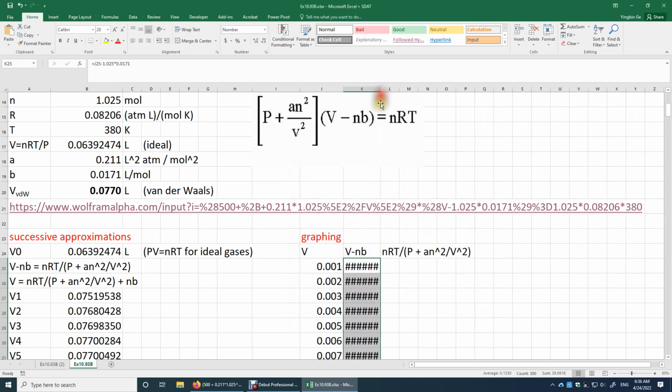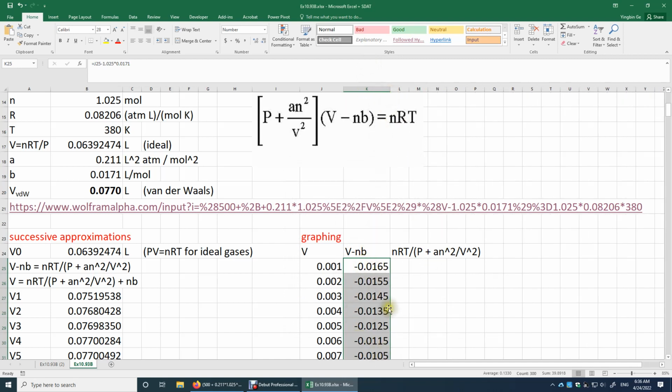All right, so why do you see negative numbers here? Honestly, when you see negative numbers here, that means one thing: this Van der Waals equation is not the exact equation. If you see a negative number here, that means either this part is negative or nRT is negative. Either is unphysical. So the Van der Waals equation is better than the ideal gas equation, but still it's not exact.